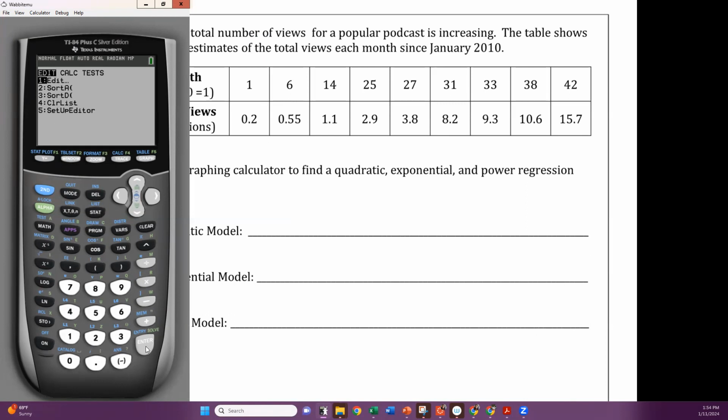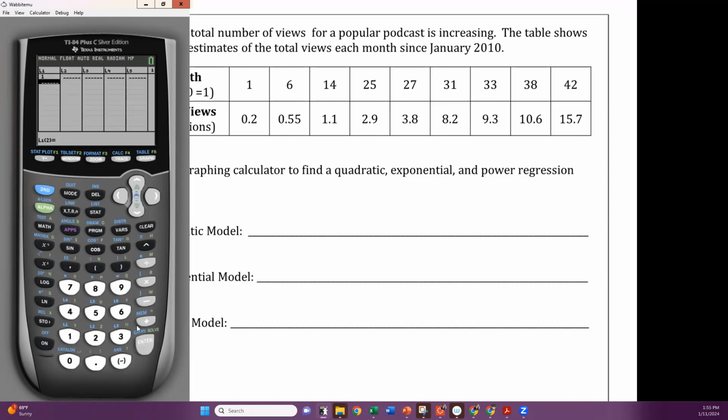So we're going to go stat. Sorry, before I get started, I'm going to mode and I'm going to turn on my diagnostics. All right, so I'm going to stat diagnostics, turn it on. And now I'm going to go to stat edit and input the data.